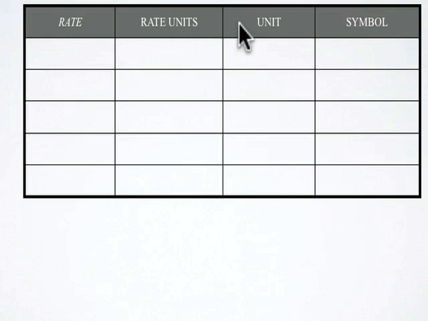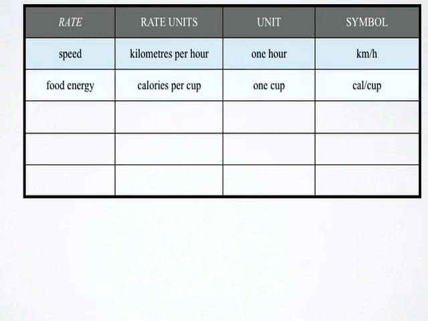So rate, rate units, unit and symbol. So speed is given in kilometers per hour. So those are the two units that we use. The unit is per 1 hour and it's denoted as kilometers per hour, km/h. Food energy is how much calories per cup. So the unit is 1 cup and it's calories per cup, cal per cup.